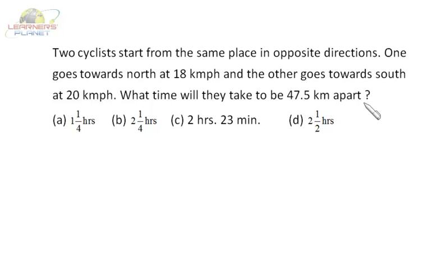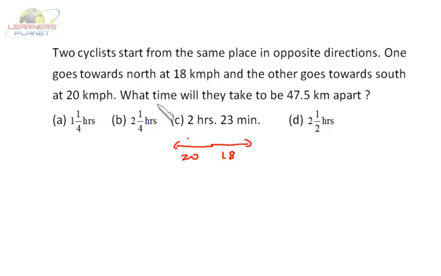Since both of them are starting from the same place in opposite directions, every hour this person is running for 18 km and this person is running for 20 km. So every hour they are getting apart by 38 km. Okay. I'm sure I don't have to draw the diagram over here. Just for the sake of clarity, I'm doing it. It's 18 km in this direction and this person is moving 20 km in this direction. So after 1 hour, they will be 38 km apart from each other.